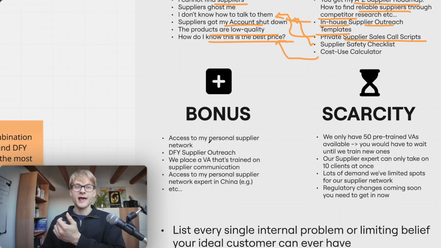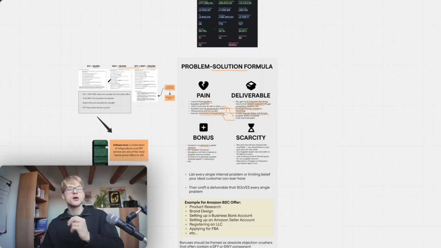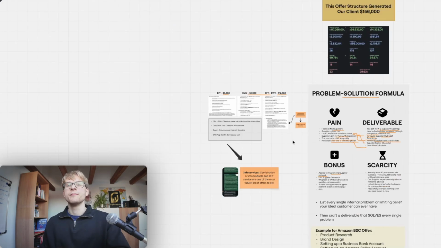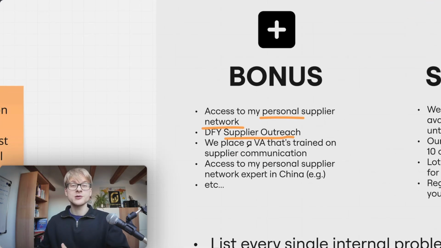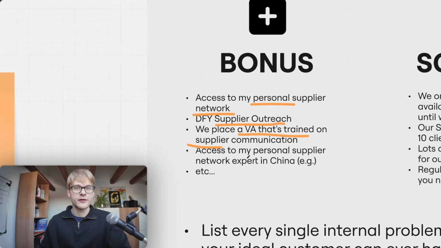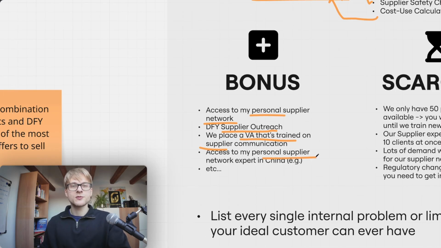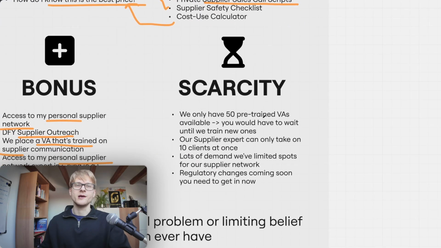Bonus could be something like access to my personal supplier network. This is not something I will do for everyone, but it's a bonus, something we then choose for the done for you offer, for example. Or it could be done for you supplier outreach. I literally connect you with my supplier, okay? Massive bonus, massive value lets you charge higher prices. Or I place a VA that's trained on my supplier communication on your offer that handles everything for you. You get access to my personal supplier network in China, for example. Okay, with this client, we were actually in America, but anyways.